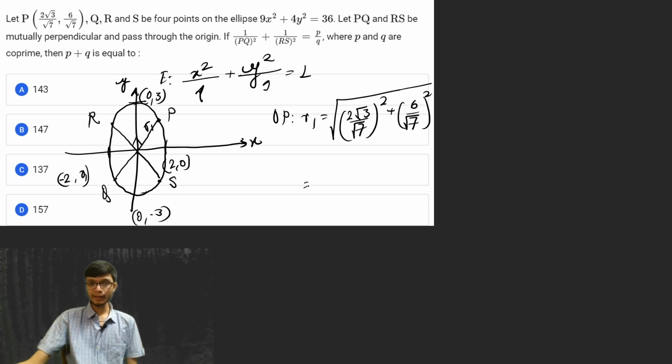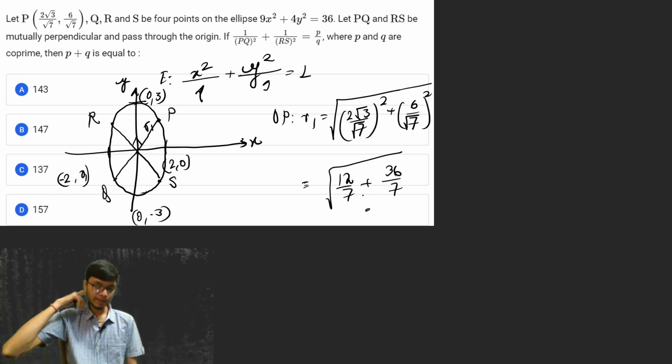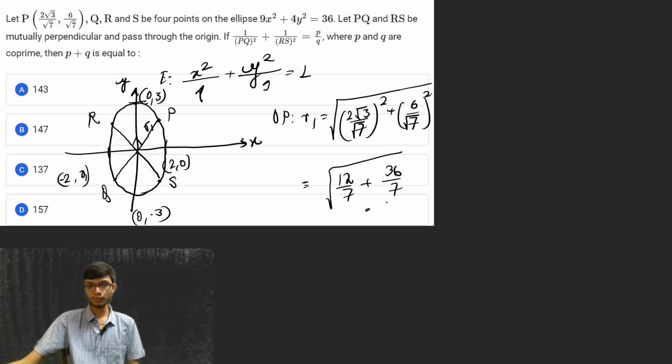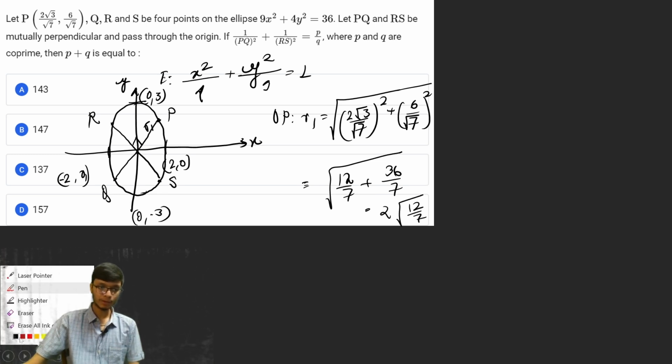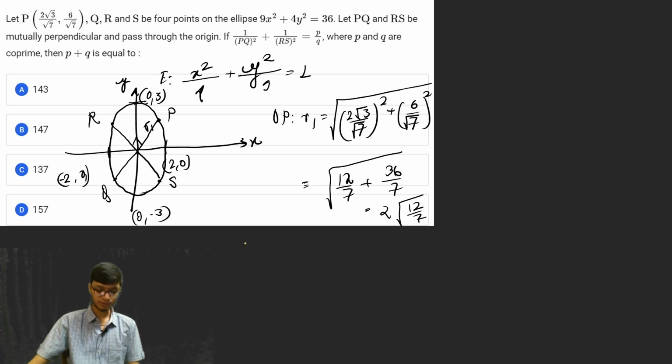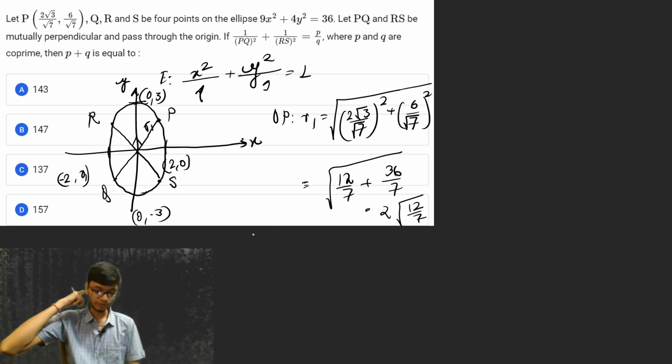All right, and that particular value will be equal to 12 by 7 plus 36 by 7 under root. So if you sum up, this will be 48 by 7. If you take 48, that is 4 into 12, so you can write this as 2 root under 12 by 7. All right, now you got one of the focal distance. Sorry, it's the radial distance of any point.